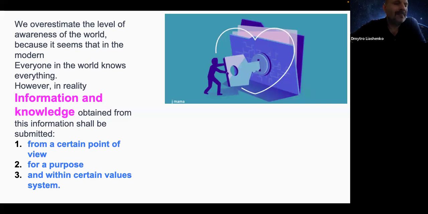However, in reality, in our scientific and business work, we should understand that information and knowledge obtained from this information shall be submitted from a certain point of view and for a purpose and within a certain values system. Let's try to figure out different points of view.